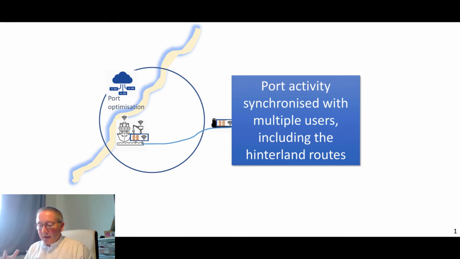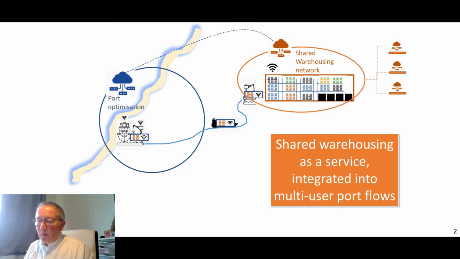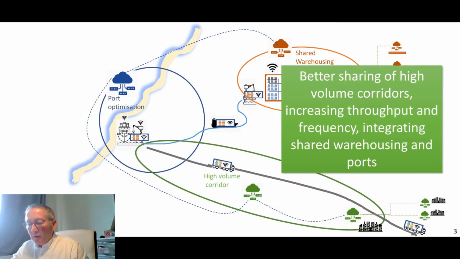Ports are, as I said, the engines of combined logistics flows. They are today, and physical internet hubs that better optimize the cargo within them will synchronize activity with multiple users, including those operating the hinterland routes and sea routes that service the port. The port hub will need to communicate and synchronize activity with other shared services, such as a shared warehousing network that we've just described. Key transport routes will also be integrated, so high volume freight corridors, such as the TEN-T network of major flows in Europe, will be effectively forms of hubs themselves, increasing the freight throughput, delivery frequency, integrating shared warehousing and ports as part of a wider system.